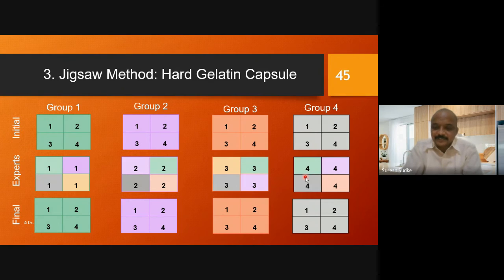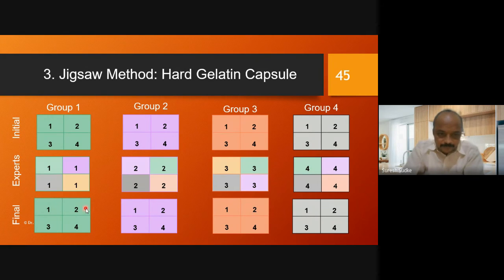And when they have discussed their ideas regarding the topic and the material provided to them, again they will go to their original groups. Now when they go to their original group, we will discuss only this first group. So the first student of group 1, we know he is an expert in which topic? Introduction to the hard gelatin capsule.